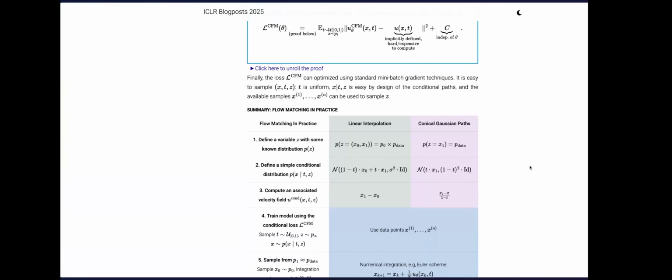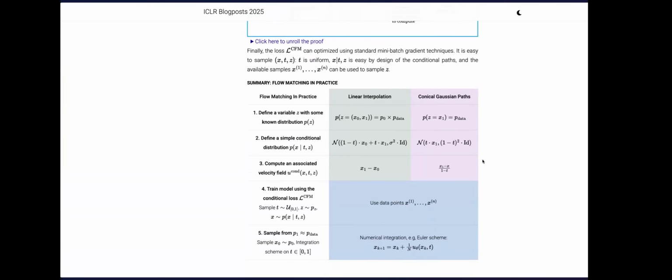All right. So in summary, for flow matching in practice, these are the steps. We define the intermediate variable z. In linear interpolation, the intermediate variable is based on two draws, one from P0 and one from P data. We define the conditional distribution P of x for everything that we don't have data for in between time equals 0 and time equals 1. And for linear interpolation, it looks like the linear interpolant between x0 and x1 plus some noise.